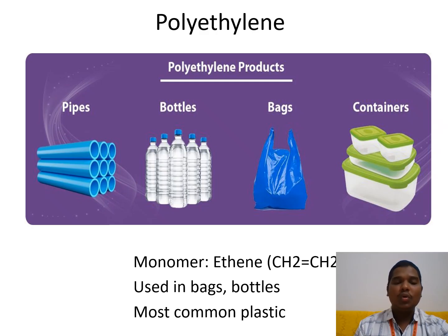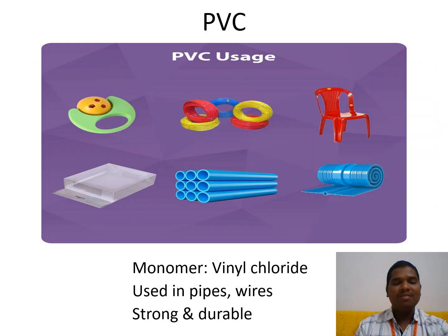Next, let's go through PVC. PVC is polyvinyl chloride. It is produced from vinyl chloride as a monomer. PVC is very strong, durable, and resistant to chemicals and fire. It is used in water pipes, cable insulation, flooring, toys, and electrical applications.